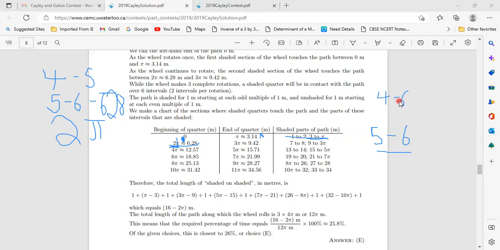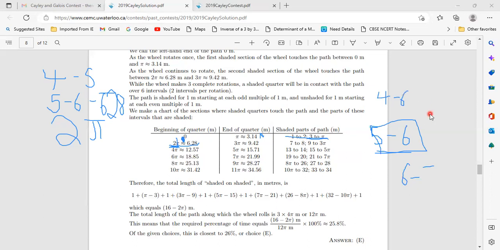Then you look at 5 to 6. The white section is going to touch 5 to 6, and then 6 to 2 pi. The next shaded region is going to start traveling at 2 pi and touch 7 to 8 next. Instead of 6 to 7, it's 7 to 8. 8 to 9, we're going to ignore it. And then it's going to be 9 to 3 pi.